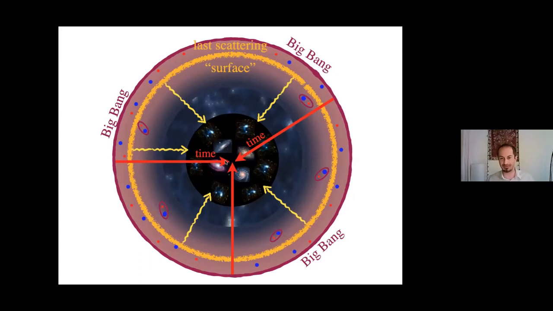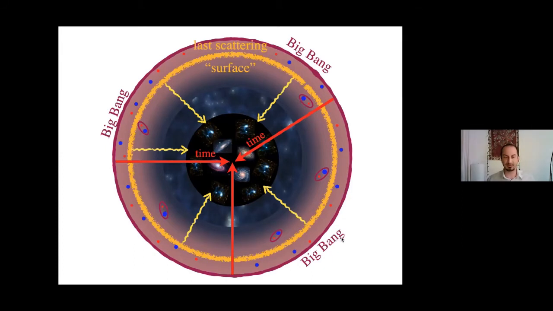Now, from our point of view, we live at the center of our observable universe. Obviously, we are not at the center of the universe, but from our point of view, we see these photons that have last scattered at the last scattering epoch, from every direction that we may look at. And so it looks like we're seeing these photons which come from a last scattering surface.